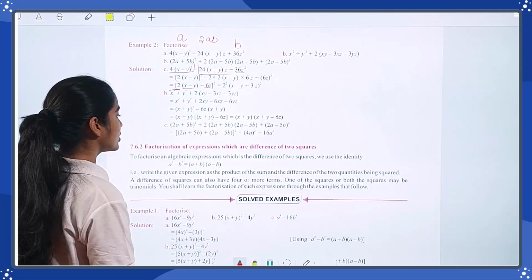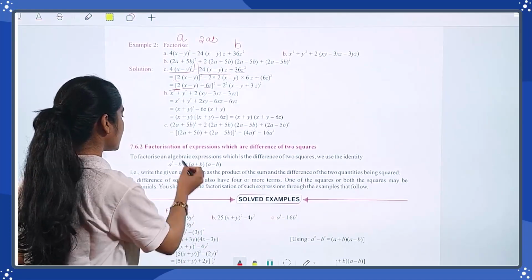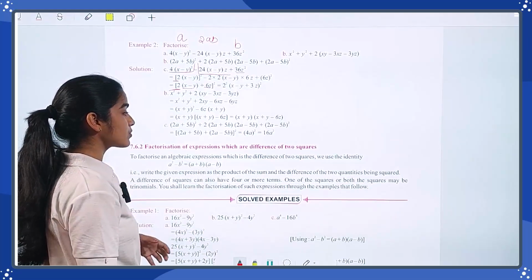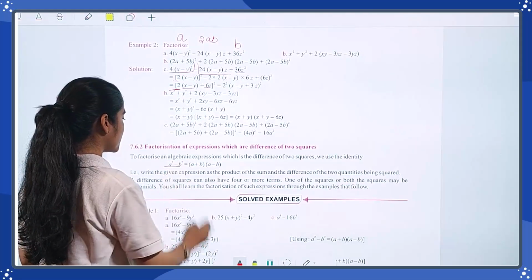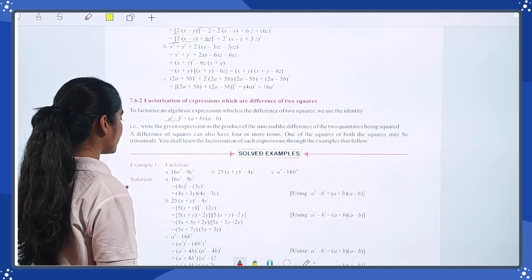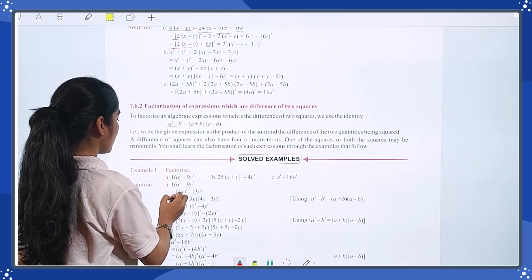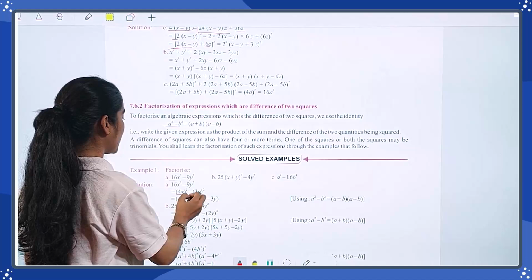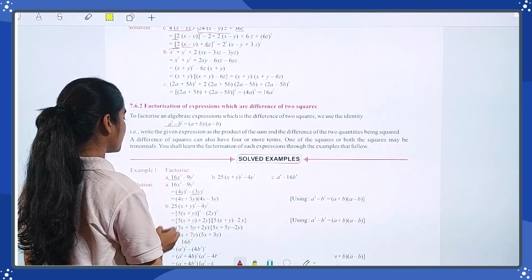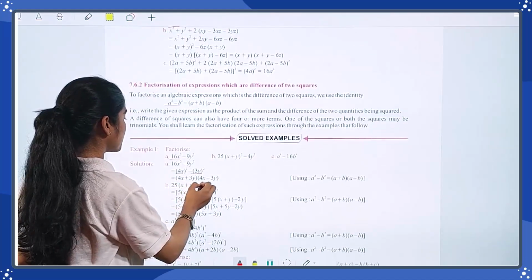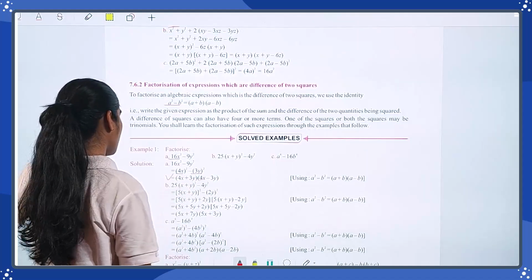Factorization of expressions which are the difference of two squares. To factorize an algebraic expression which is the difference of two squares, we use the identity a square minus b square equals a plus b, a minus b. So in this, a is 4x because 4 multiplied by 4 is 16, and b is 3y because 3 multiplied by 3 is 9. So (4x plus 3y)(4x minus 3y) is your answer.